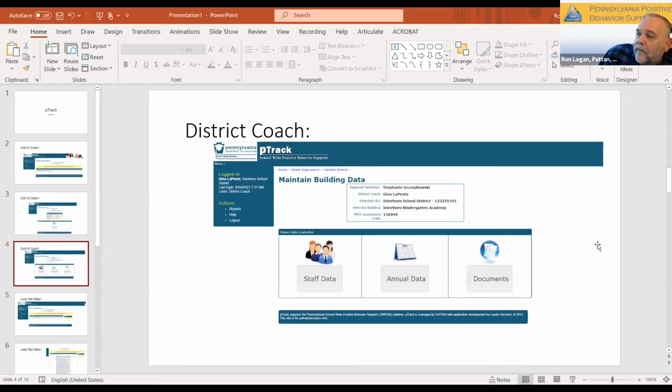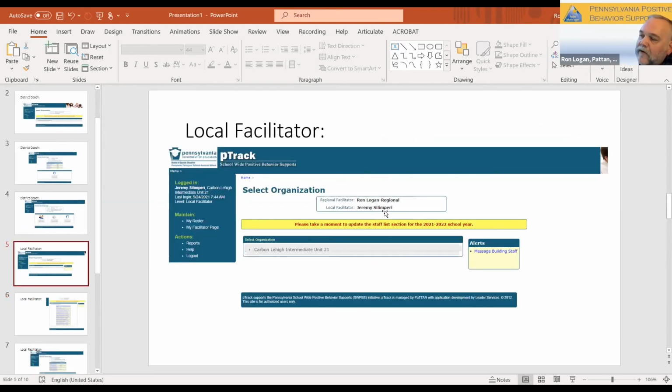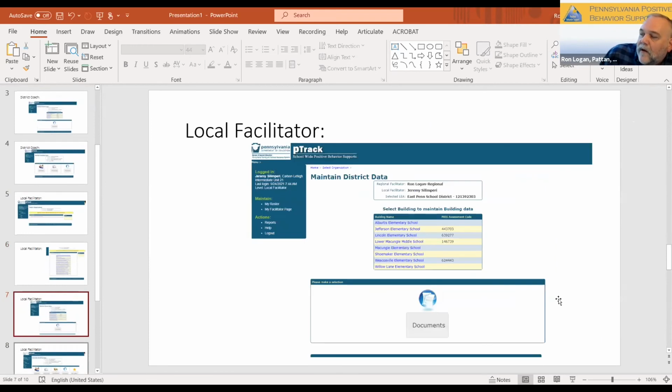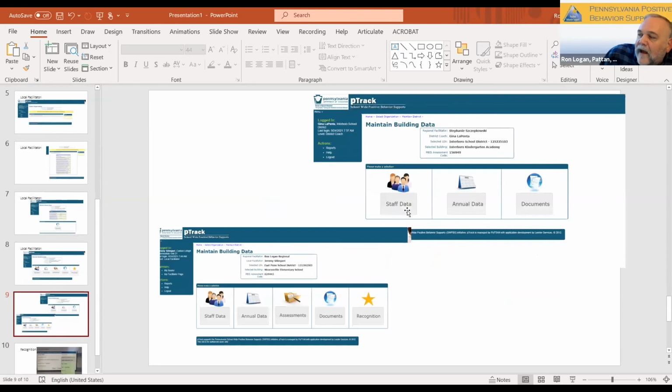Once they click on the individual building, they have access to the staff data, the annual data, and their documents. What does that look like for the local facilitator now? We send a lot of information out through ptrack blasts, so that's why it's important to have that staff list updated. Jeremy, you can see he logs in, he's the local facilitator, he's got his IU there, it opens up all of his districts, he selects his district, and he lands on the district page as well. So here's the district page and the documents. He goes to his buildings and he has the full access. The district coach on the building data only has staff data, annual data, and documents. The local facilitator is going to have the added assessments and recognition.